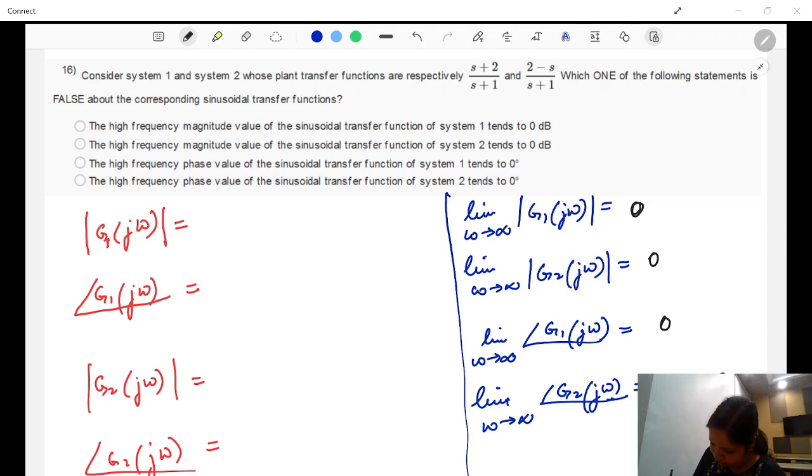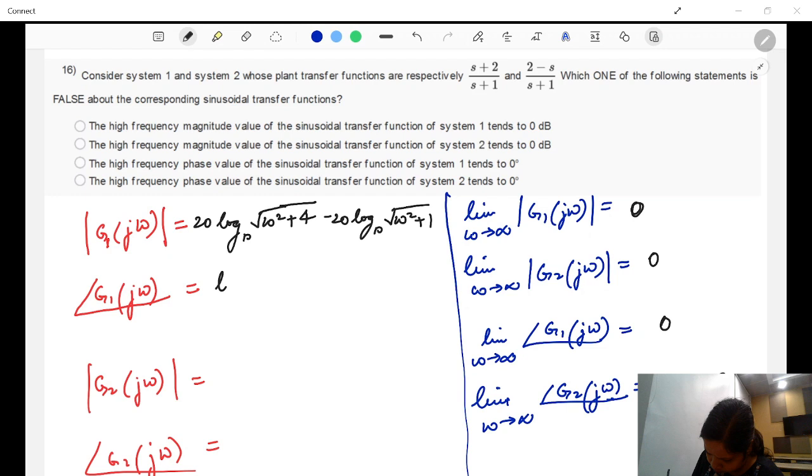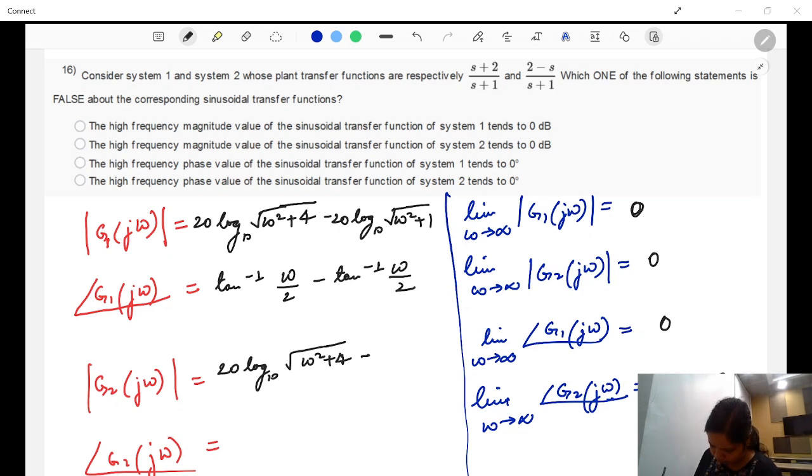So for G1 of j omega, omega by 1, madam. And for this it should be 20.